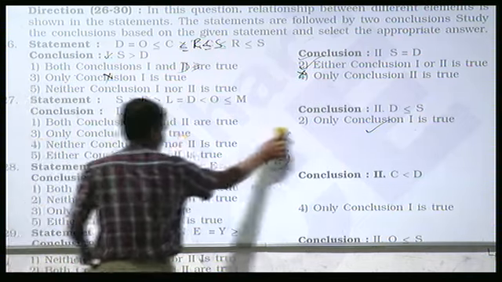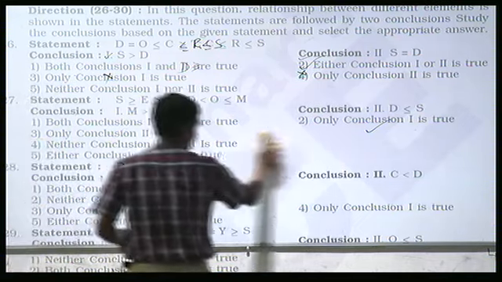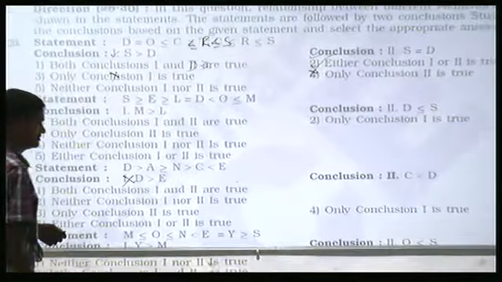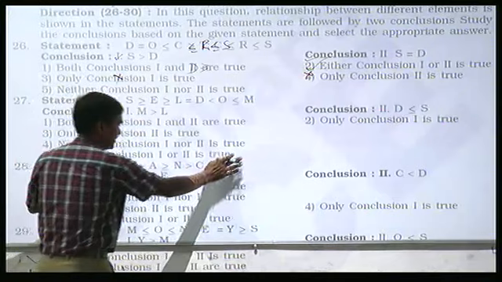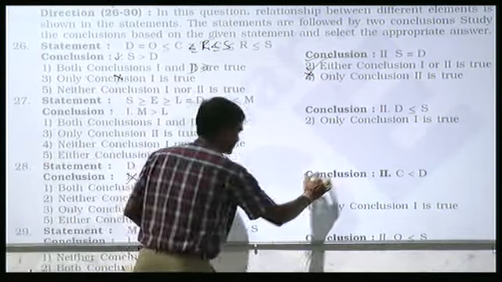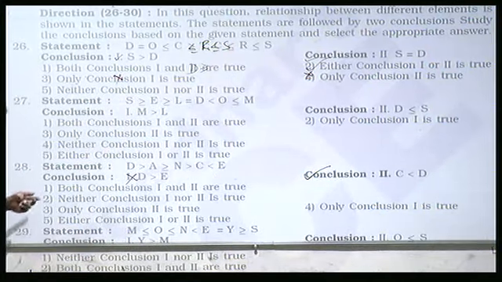Then 28. The relation between D and E: greater than, lesser than, two opposite symbols. C and D. D is here, C is here, from here to here. Greater than, hence D greater than C, C lesser than D. Only 2 follows, choice 3. 28 it is choice 3. Then 29 and 30.